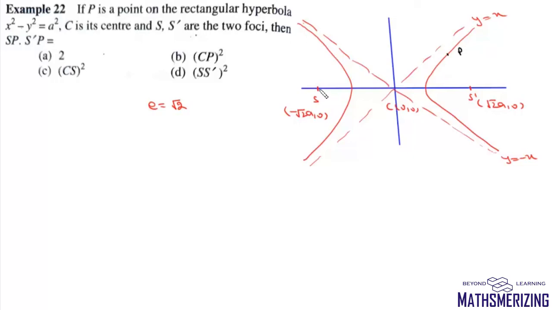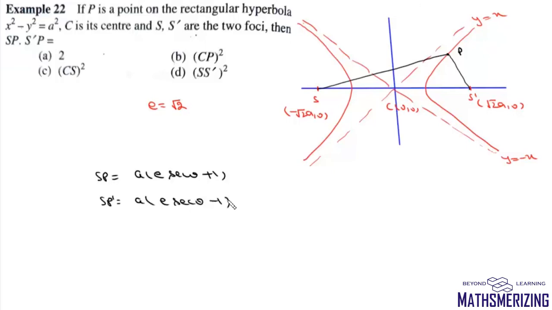Now it says P is any one point on this rectangular hyperbola. So we have SP and S dash P. So this SP will be A E secant theta plus 1, and S dash P will be A E secant theta minus 1. So we'll multiply them, we'll get SP into S dash P, and will be A square into E square secant square theta minus 1.